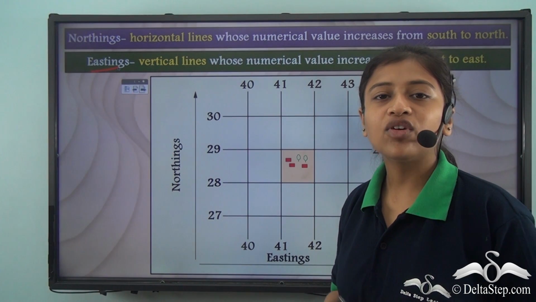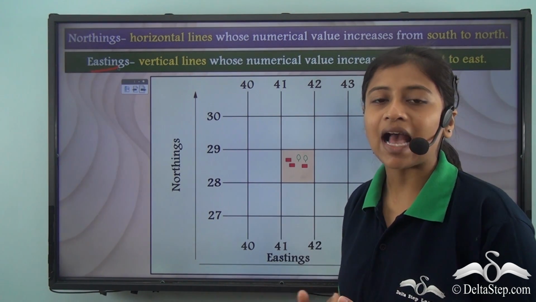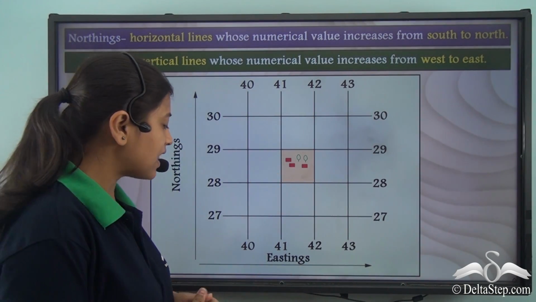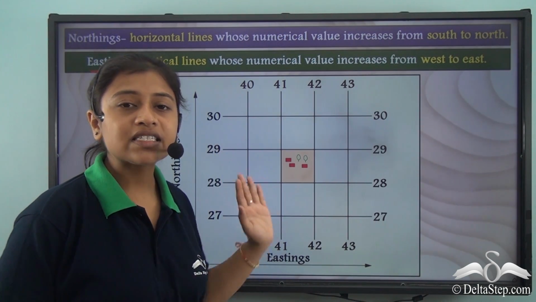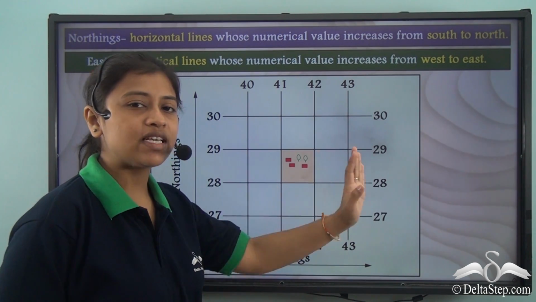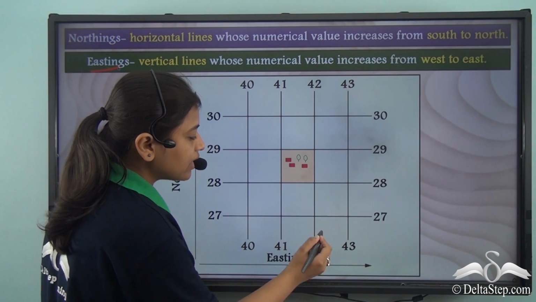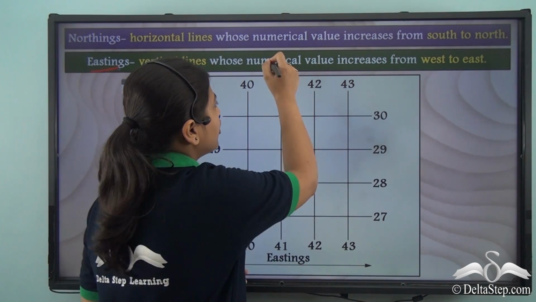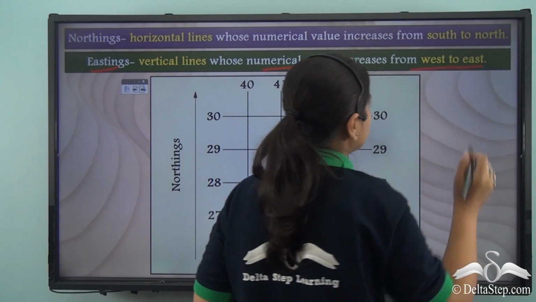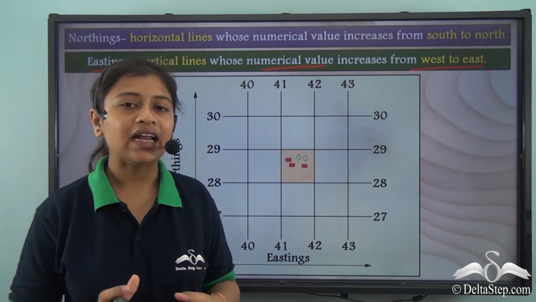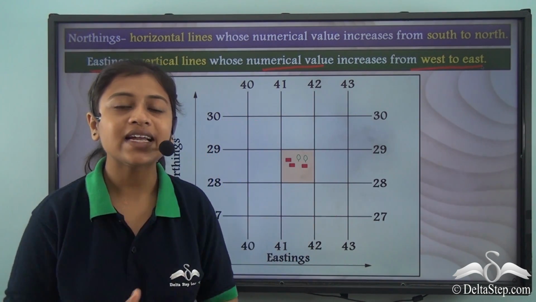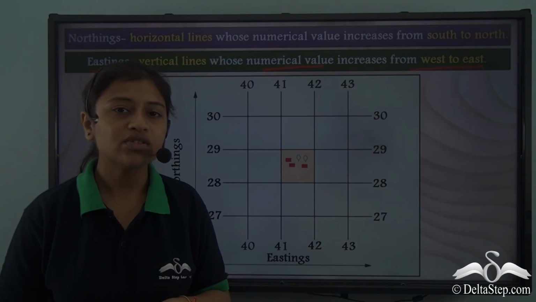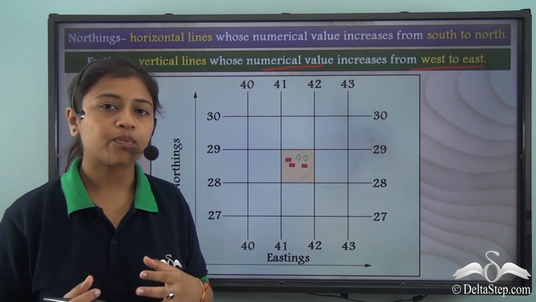And the numerical value of these vertical lines keep increasing as they move from west to east. So on this particular image here, we can see that the value of the vertical lines keep increasing from west to east. That is 40, 41, 42 and 43. So these are known as eastings whose numerical value increases from west to east. Now that we know that these Northings and eastings intersect each other to form grid lines on the topographical maps, how exactly can we use them to locate features on the topo sheet?